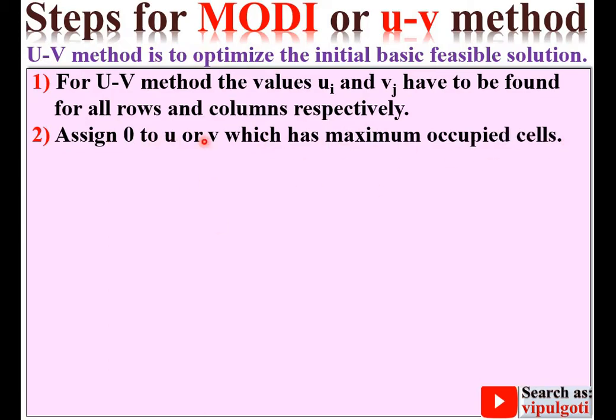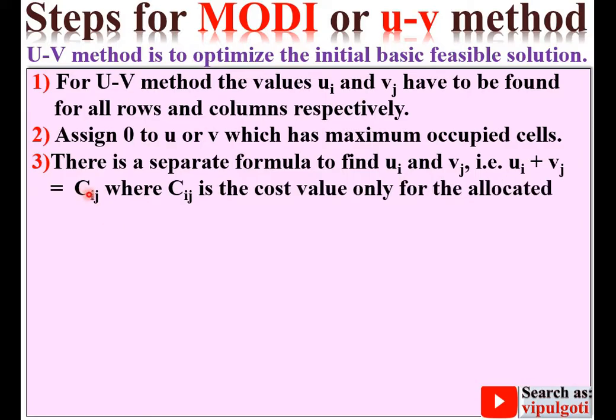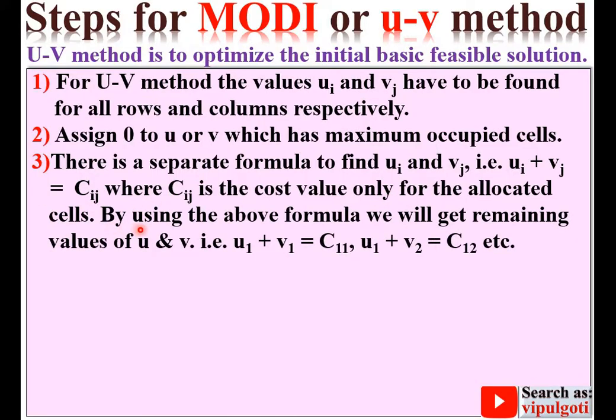You can write the steps in your notebook, and then we will apply the steps to the given problem, so automatically you can understand the steps in detail. Next, there is a formula to find Ui and Vj, that is Ui + Vj = Cij, where Cij is the cost value of the cell, and that is only for the allocated cells. By using the above formula, we will get the remaining values of U and V.